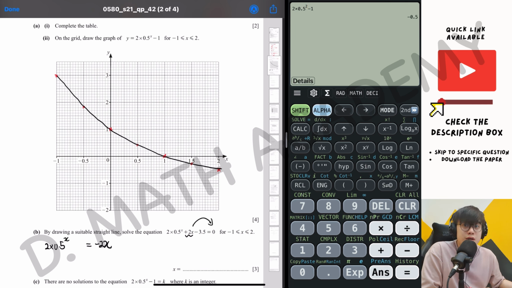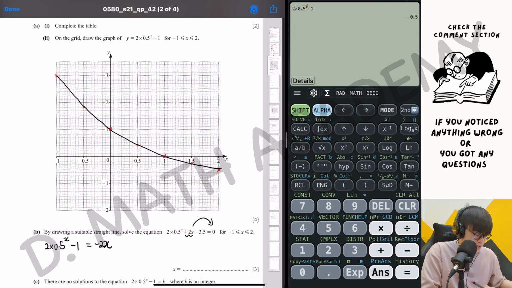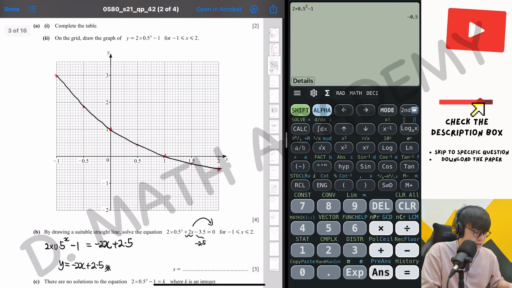Then they originally wanted a negative 1 only, which means there's an excess of negative 2.5 that you need to get rid of. So you would put it to the other side, making it plus 2.5. So your new equation is actually y equals negative 2x plus 2.5. Okay, this 2.5 here is actually your y-intercept.